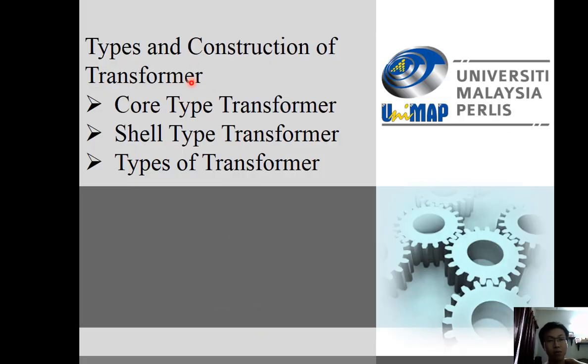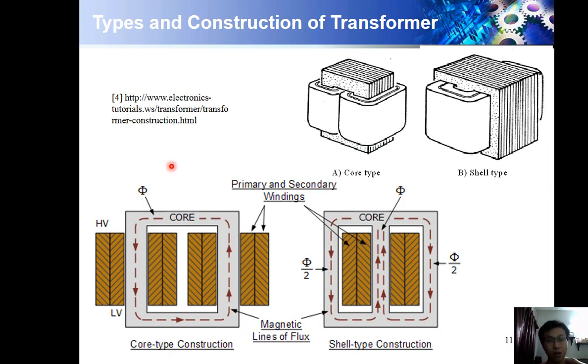So, types and construction of transformer. We have a core type transformer and a shell type. When we cut the cross-section, we have a core type construction and a shell type construction. Let's have a look at the core type construction. We have a high voltage winding and a low voltage winding. This is low voltage, high voltage, high voltage, low voltage. And then the flux created will flow into the core.